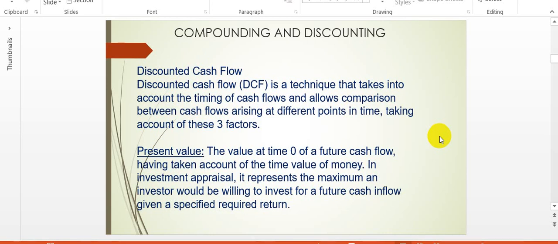The present value is the value at time 0 of future cash flows, having taken account of the time value of money. We use this in investment appraisal, and it represents the maximum an investor will be willing to invest for a future cash inflow given a specified required return.